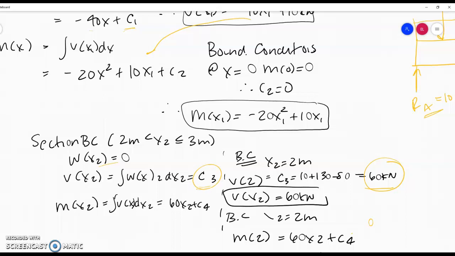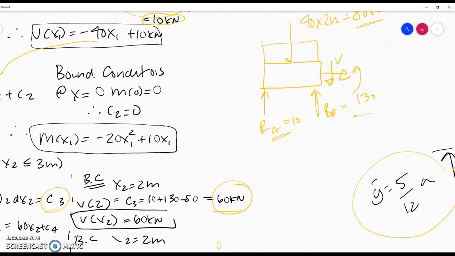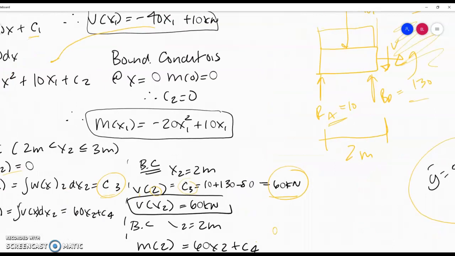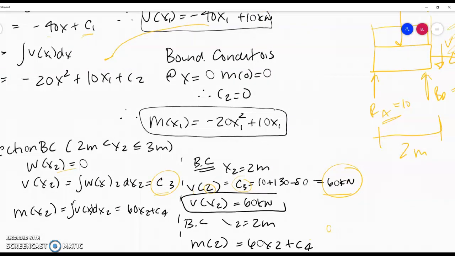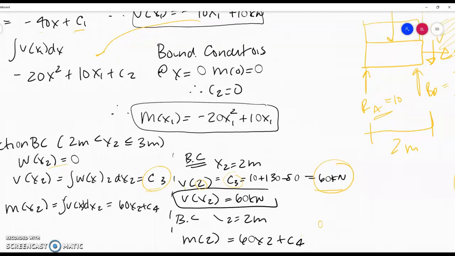Now, this boundary condition is a little bit different. Basically, what you do is you want to look at x equals like 2.000001. Okay, so we have to be in the other section of the beam. But we know actually what all the forces are. So the shear at 2 is equal to C3. We've already determined that because here is our shear function. Okay, it's just equal to C3.